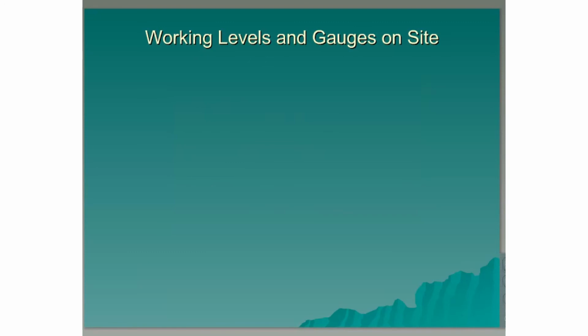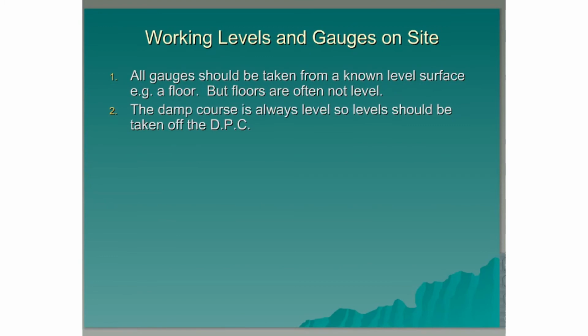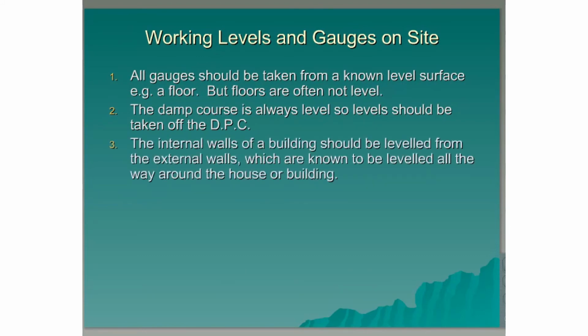Working levels and gauges on site. All gauges should be taken from a known level surface, for example a floor, but floors are often not level. The damp-proof course is always level, so levels should be taken off the DPC. The internal walls of a building should be levelled from the external walls, which are known to be level all the way around the house or building.